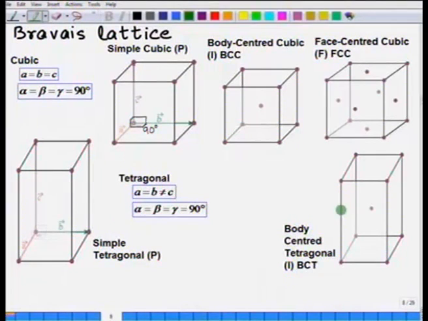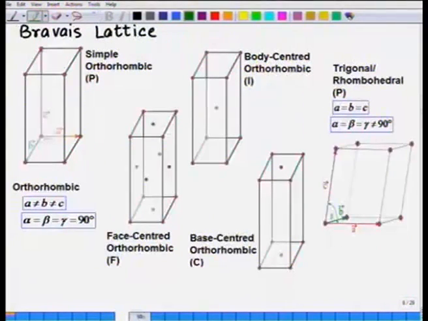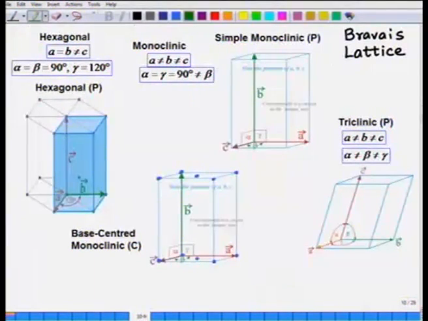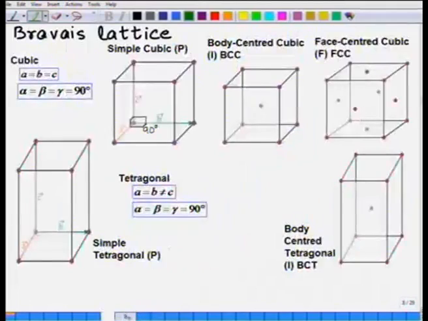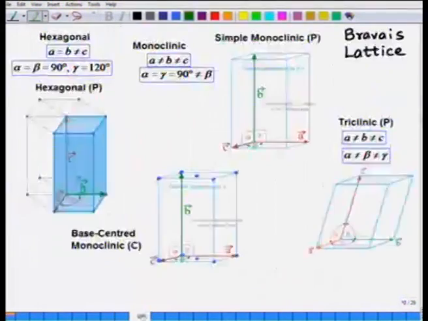Based on the symmetry in combination of what we have looked at, what is the definition of a point lattice? Based on that definition of point lattice and the symmetry elements which are underlying these point lattices, there can be exactly 14 Bravais lattices. Those Bravais lattices have been drawn in this picture and you are quite familiar with it.